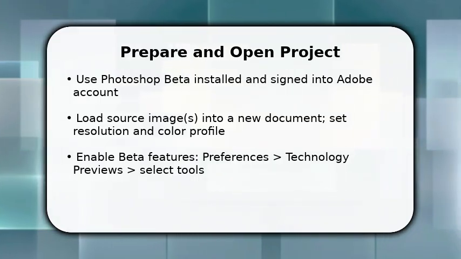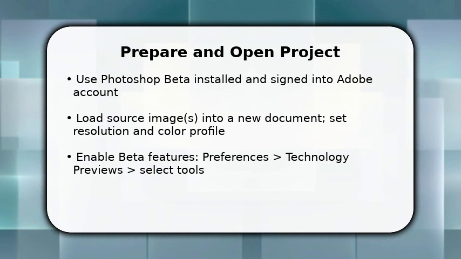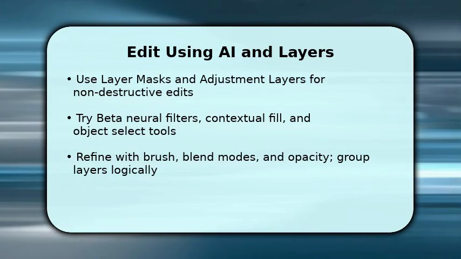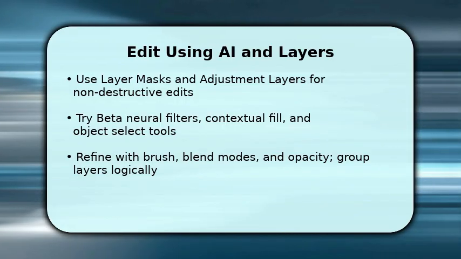Now create a duplicate layer to preserve the original, and name it clearly so you can revert. You'll use layers and masks as the backbone while experimenting with beta tools. Start by selecting the subject with Object Select, then apply Contextual Fill to remove or replace background elements.